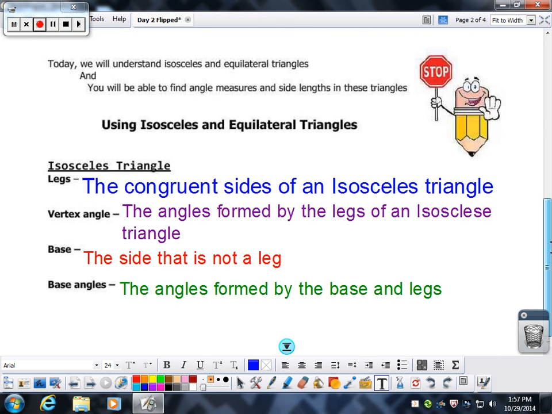Now on to the notes. Today we're going to talk about isosceles and equilateral triangles. First, a couple definitions about isosceles triangles. The legs are the congruent sides of an isosceles triangle. The vertex angle is the angle formed by the legs of an isosceles triangle. The side that is not a leg is called the base, and the base angles are the angles formed by the base and the legs. And again, all this we'll talk about in just a second.